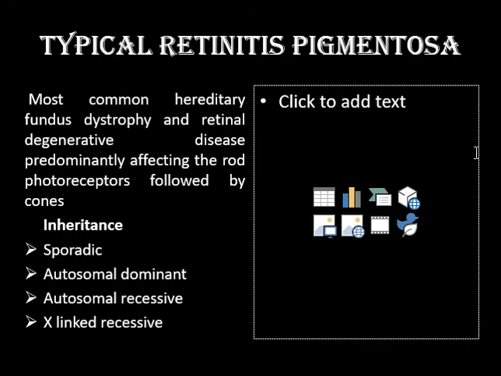Typical retinitis, there are two types of retinitis pigmentosa, and we will discuss only the typical retinitis pigmentosa. This is the most common hereditary fundus dystrophy and retinal degenerative disease, and it predominantly affects the rod photoreceptors, and later on it involves the cones also.